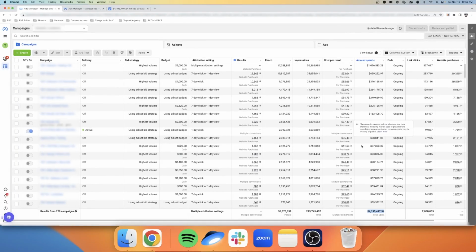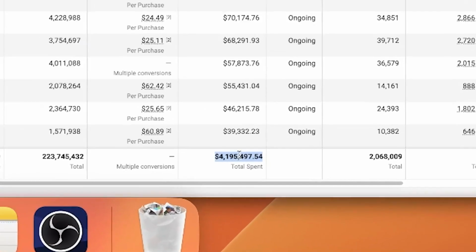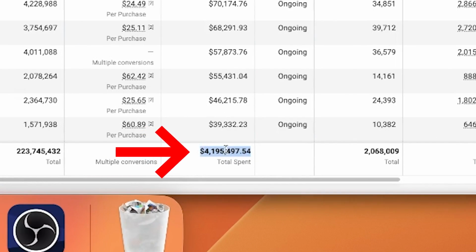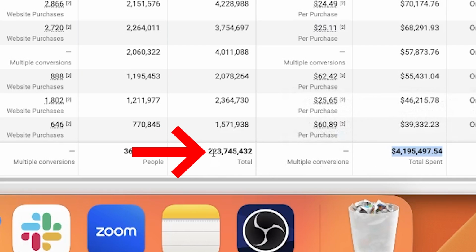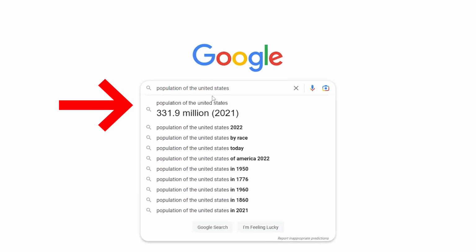So here is one of the ad accounts you can see here. Spent $4 million, guys, from the beginning of the year. 223 million impressions, pretty much the whole population of the United States, if you think about it.